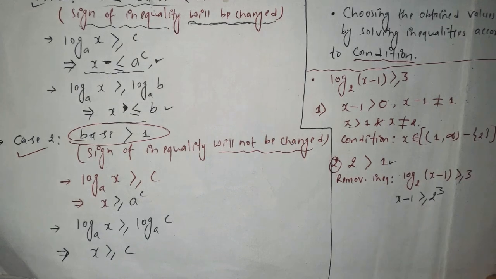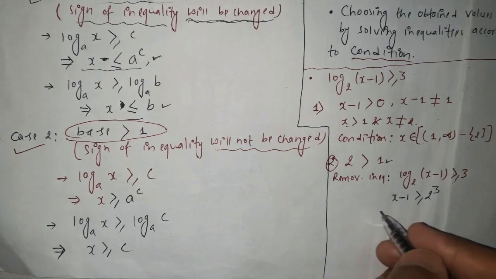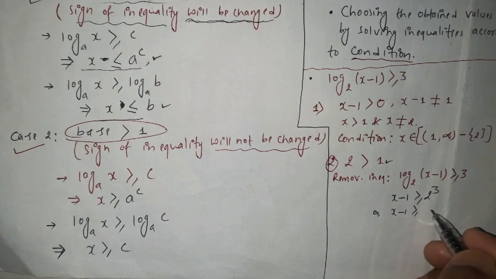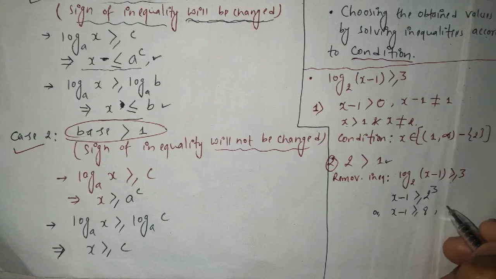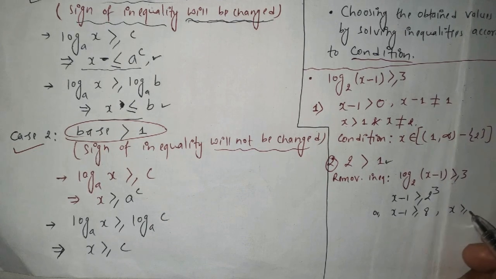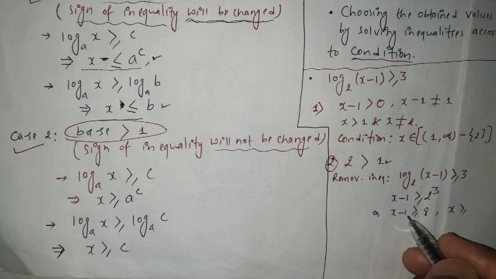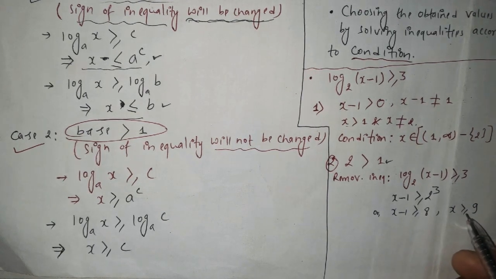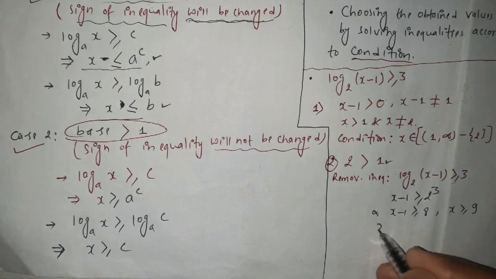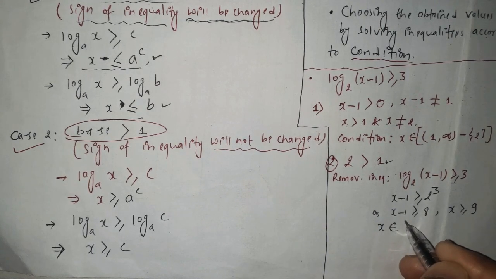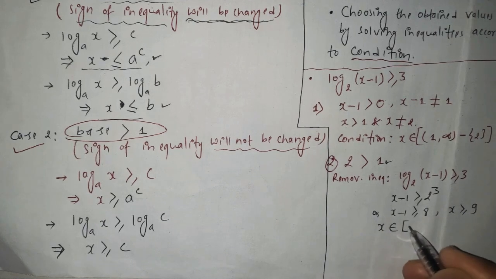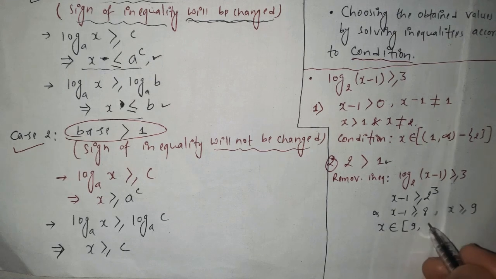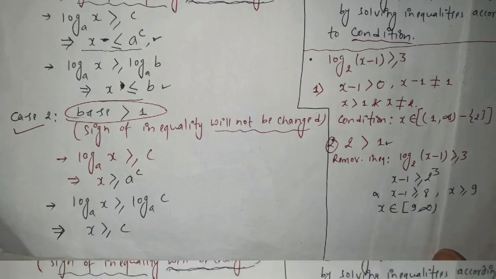Here we just convert into the exponential form of the logarithm, and this can be further simplified as x minus 1 greater than or equal to 2 raised to the power 3, which gives 8. Transposing the negative 1 to the right hand side, the value of x will be greater than or equal to 9. In the solution set, x belongs to the set [9, infinity), where 9 is included and infinity is not included.